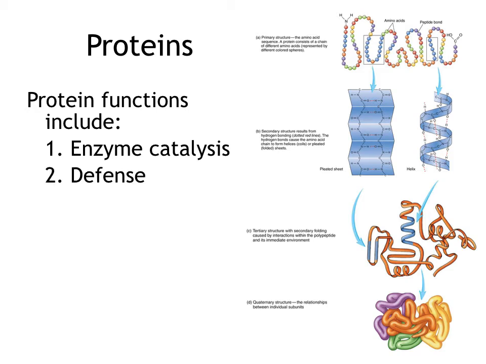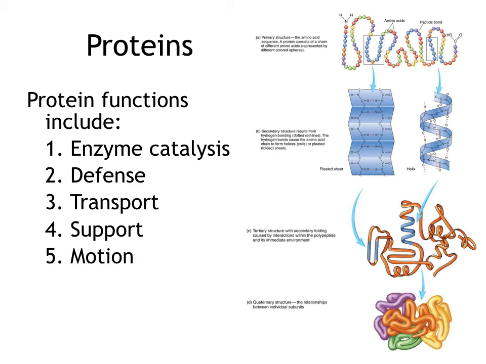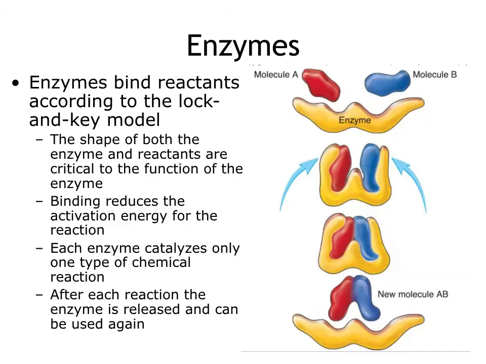They can be defense molecules like antibodies. They can be transport molecules like hemoglobin. They could be support or structural molecules like collagen or keratin. Our muscles contain proteins for movement. Some proteins serve as regulatory molecules like growth hormone or insulin. And others are used to store things. We'll refer a lot to proteins because they have many, many important structures.